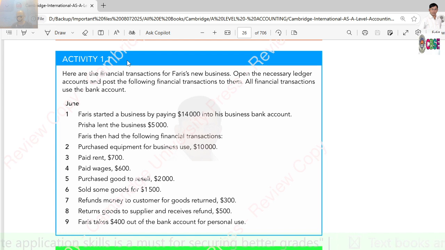So first, we'll just make a note of all the accounts. We'll make the debit and credit entries so that the concept becomes clear and it becomes easier for you to prepare ledger accounts.